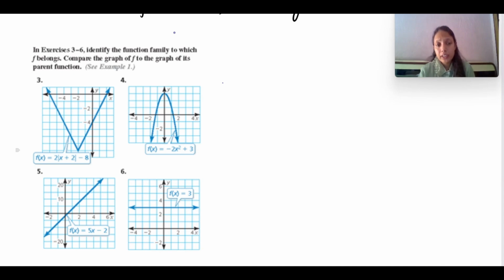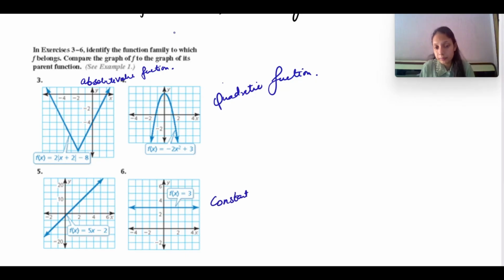Have you seen this absolute sign? So this function belongs to the absolute value function. If you see this one, it's a quadratic function. Here it's a constant function. And this one is a linear function. Okay, that was the exercise question that we covered.